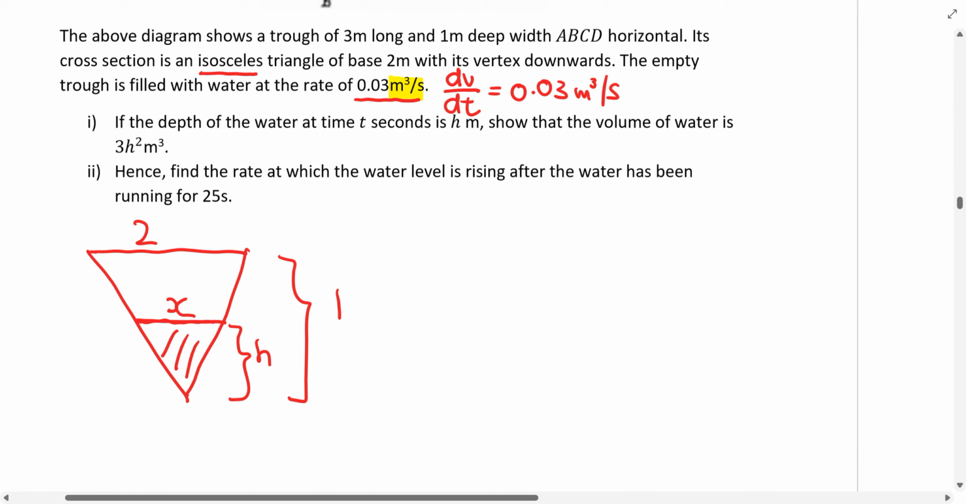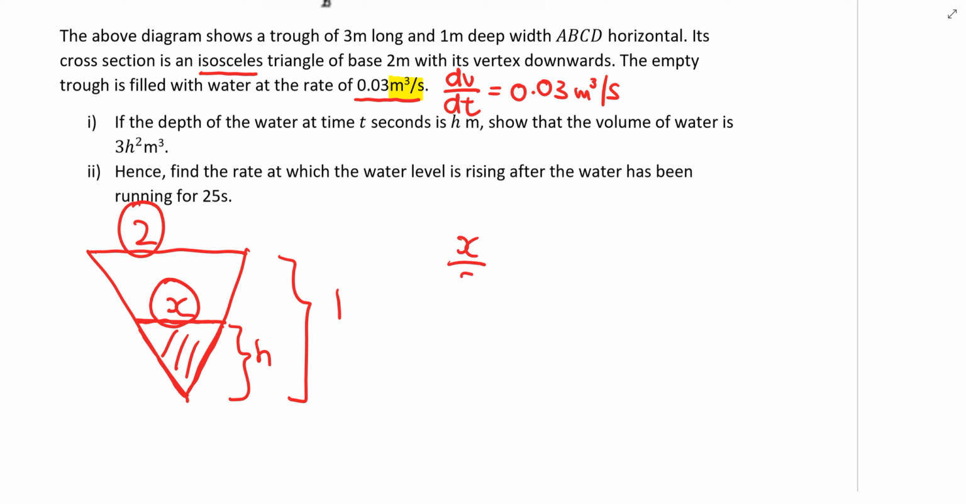Okay, you don't need to use, maybe you can use Pythagoras theorem to find the size, but that would be a longer way. Now you can see very obviously there's a similar triangle, and Mr. Ivan always says small over big: x over 2 is equal to h over 1, or small over big equals small over big.